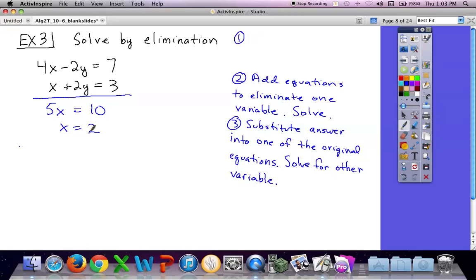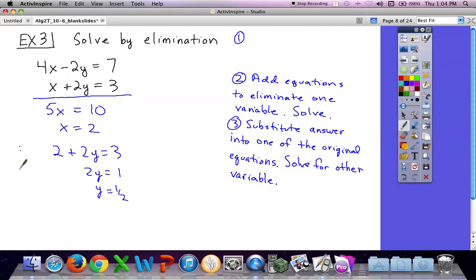I think the second equation looks simpler, so I would choose to do that. So I'm going to, in place of x, write a 2 plus 2y equals 3. Now that's one equation, one variable. We should be able to solve. 2y equals 1, y equals 1/2.